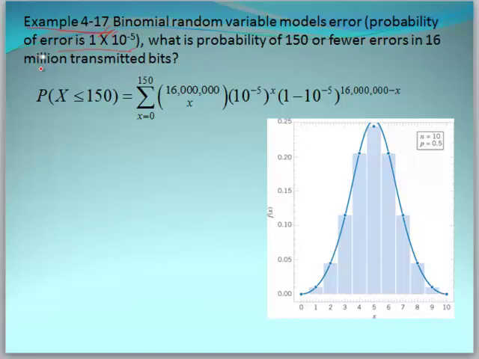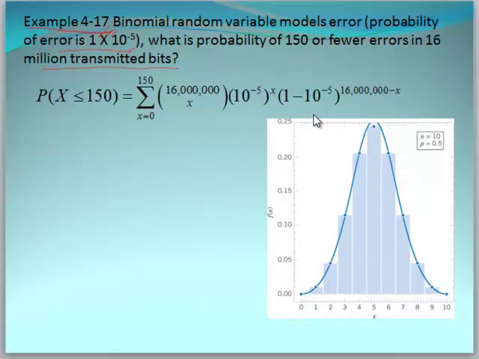If you did this right, this is sort of like a coin toss with a really, really small probability of getting, say, heads. So what we would have is 16 million coin tosses. Choose, well, if we wanted 0 errors, we'd say 16 million choose 0. Use the rest of the formula for the binomial distribution here.